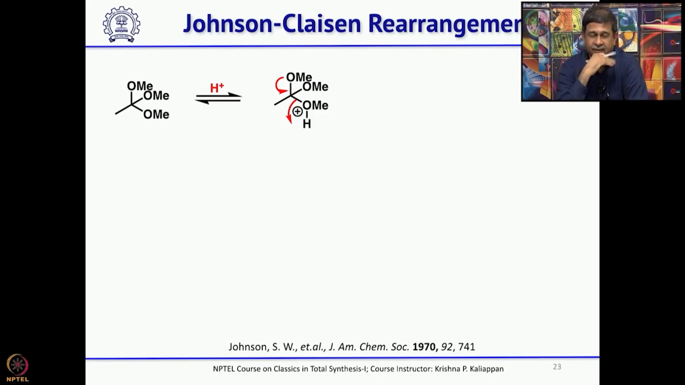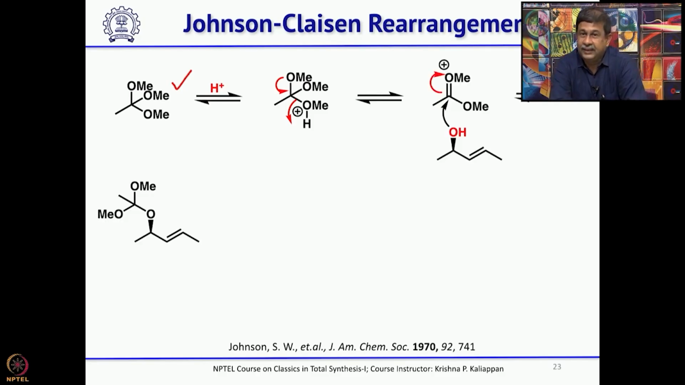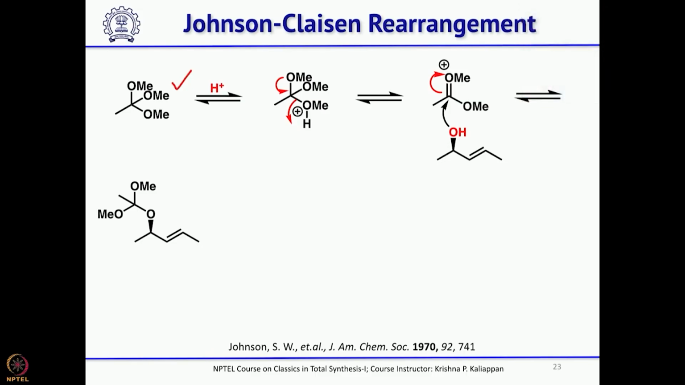So, you can take trialkyl orthoacetate. For example, if you take trimethyl orthoacetate and treat with acid, one of the methoxy groups will be protonated, and the lone pair on one of the oxygens of the methoxy group will push the methanol out. So, you generate an oxonium ion, and the allylic alcohol.